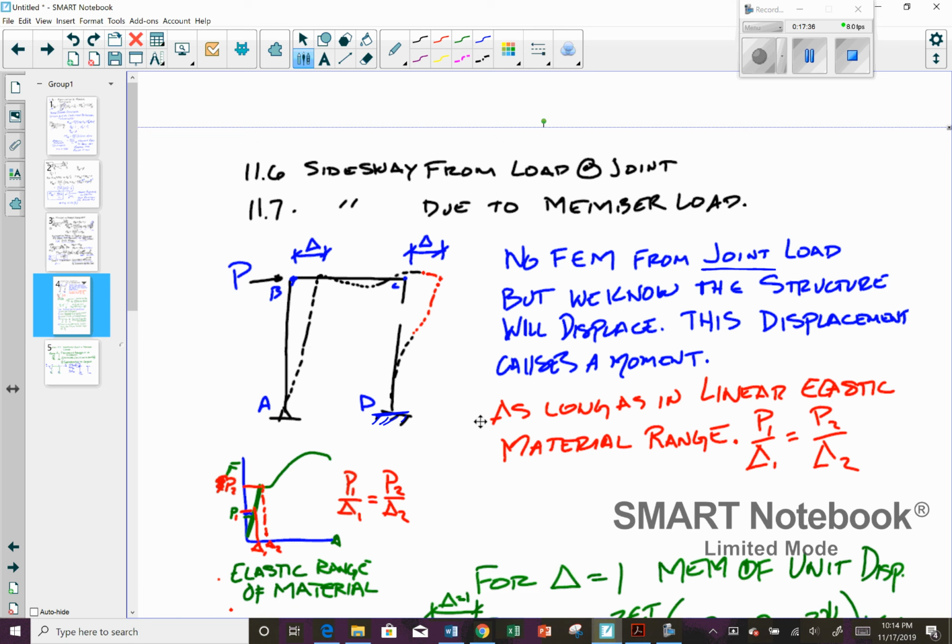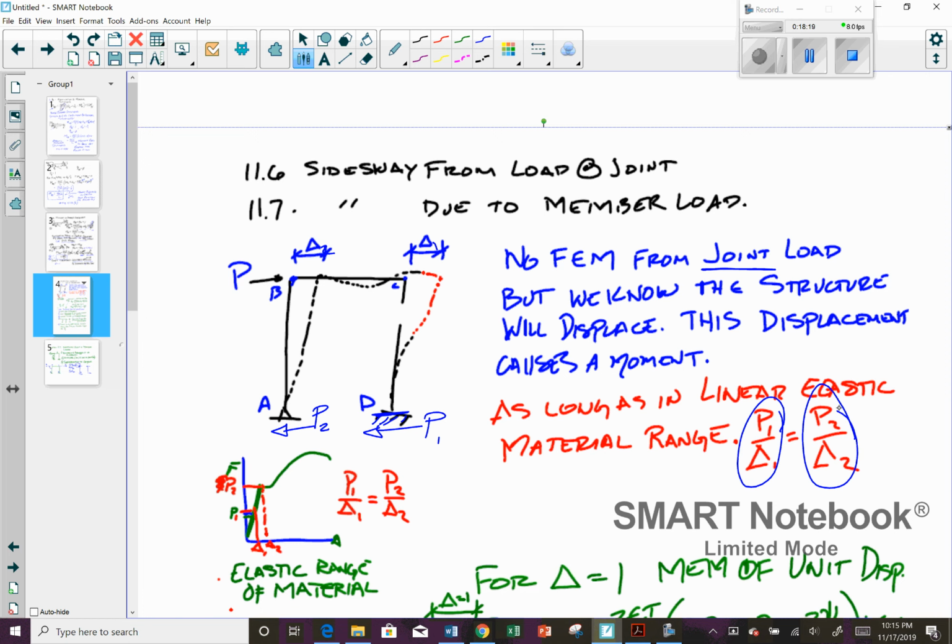Okay, so we can say that this is going to apply as long as we are in the linear elastic material range. So as long as we're in the linear elastic material range, we can say P1 and P2 are going to be equal. I have it backwards, but it doesn't matter. And for your displacements, θ1 and θ2, the relationship between the displacement and the force is going to be equal. I shouldn't say P1 and P2 are equal. The relationship between the two are equal.